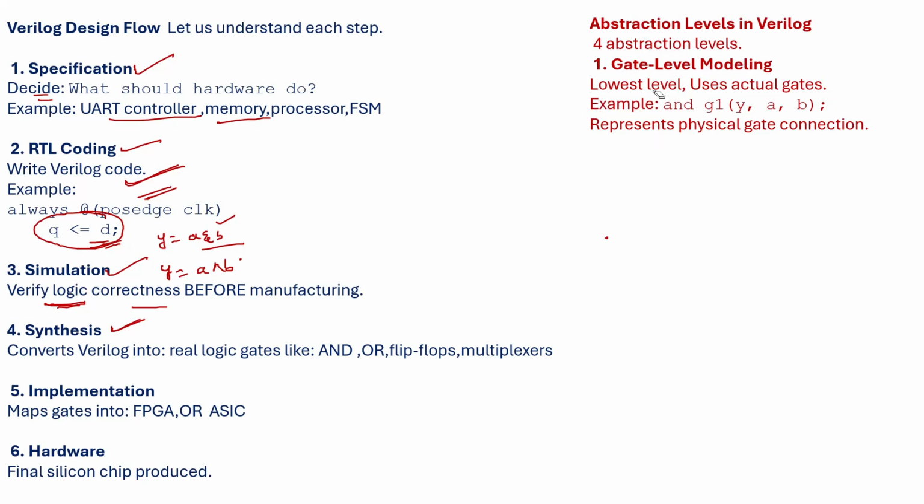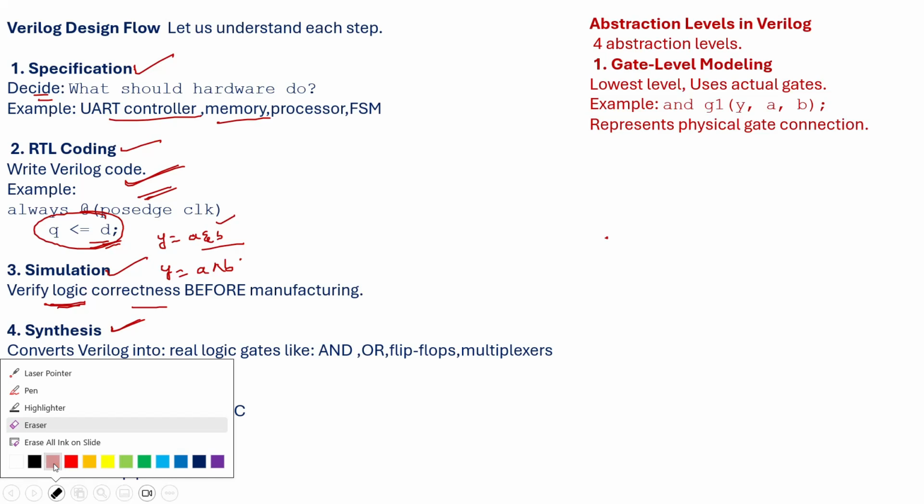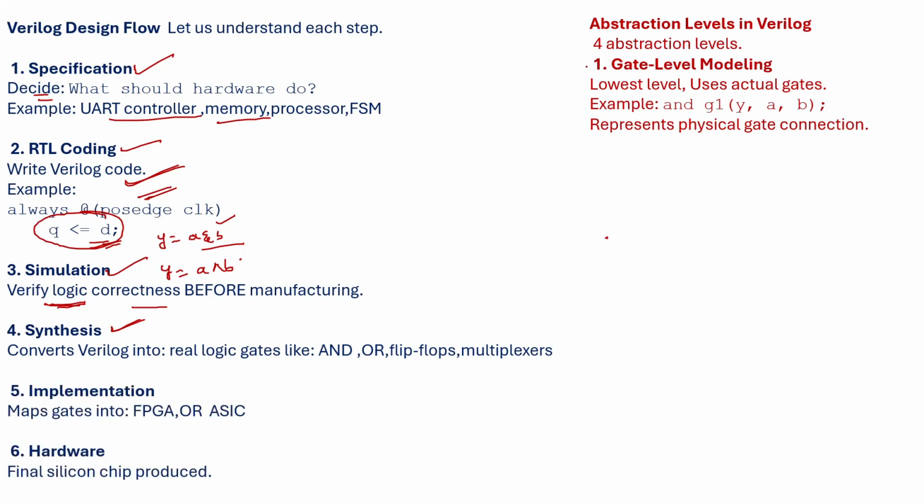Here there are four types of abstraction levels. One is gate level modeling. We are designing the hardware code by using these modeling styles only. Gate level modeling: AND gate, OR gate, NOT gate. Some user defined primitives are there. All these are primitives of your hardware descriptive language, and they are all inbuilt. So there is no problem if you want to do some AND operation or OR operation, just call that gate name.